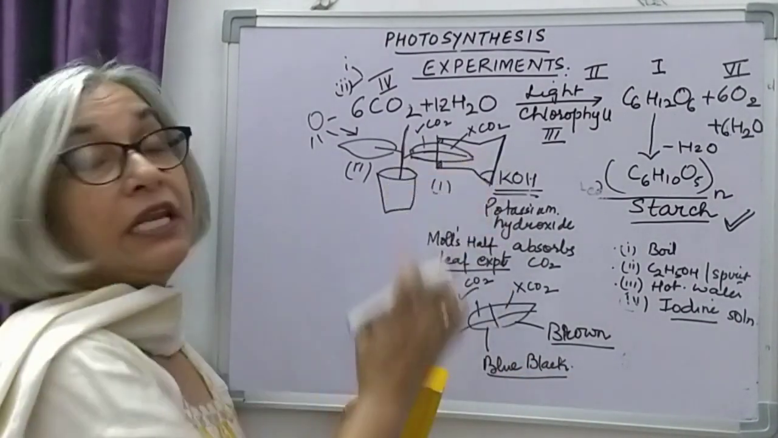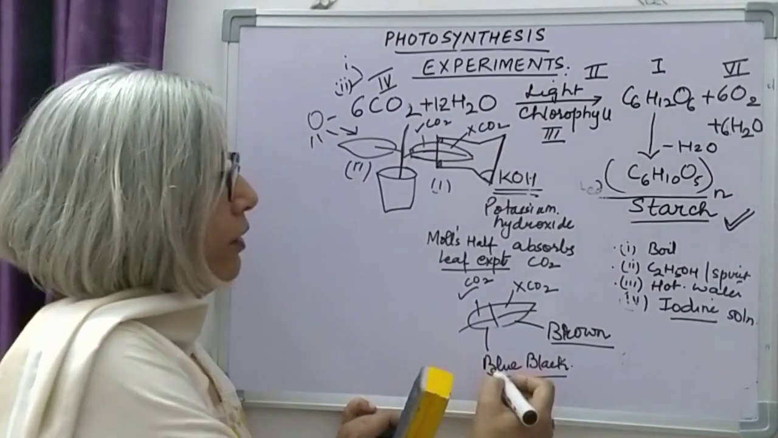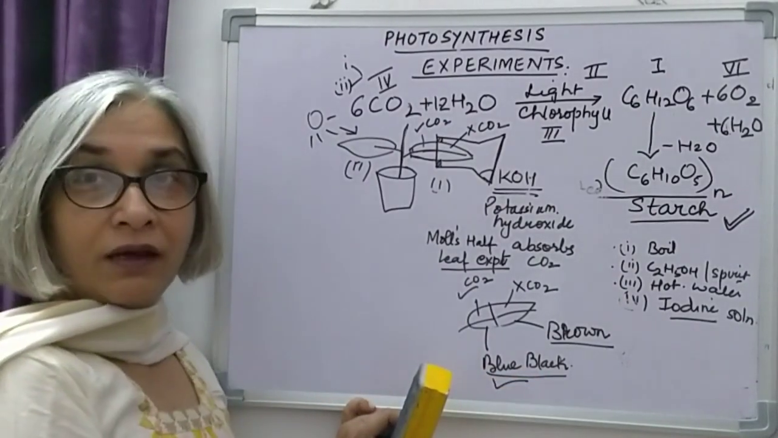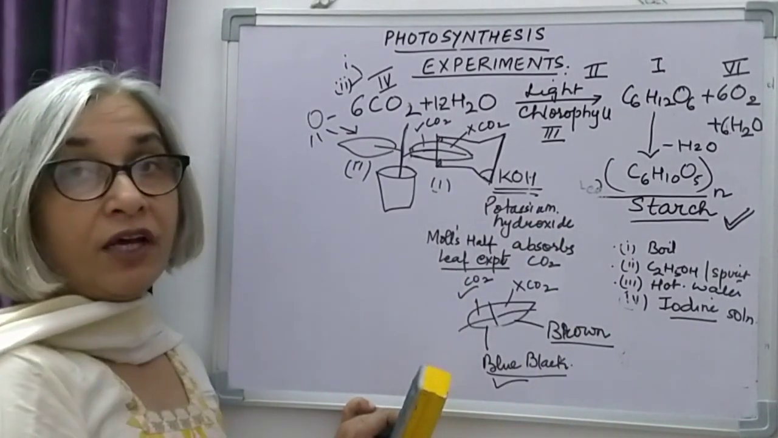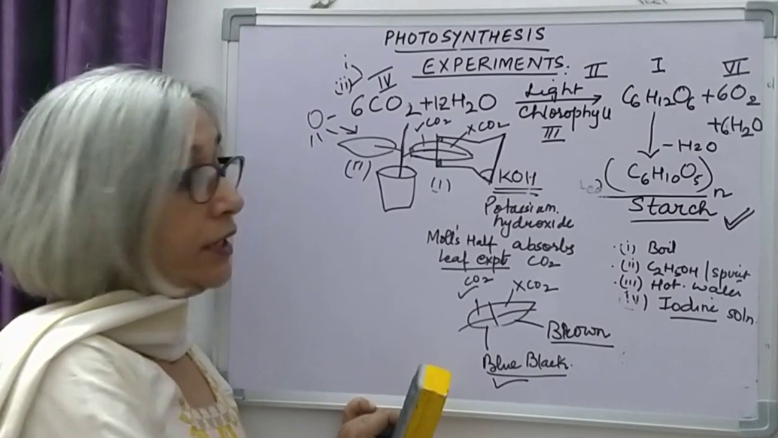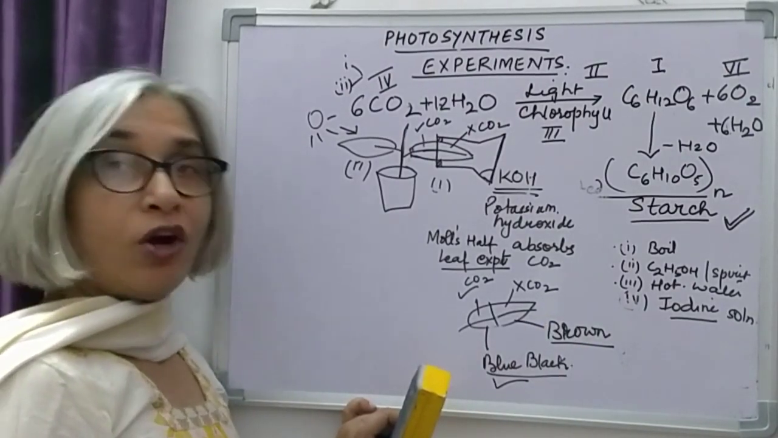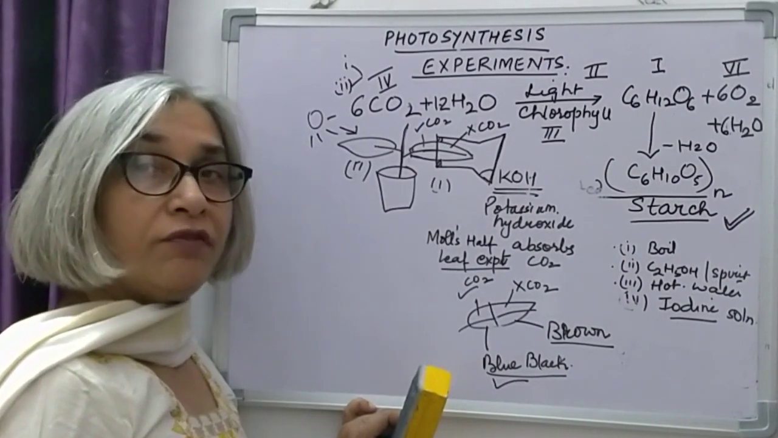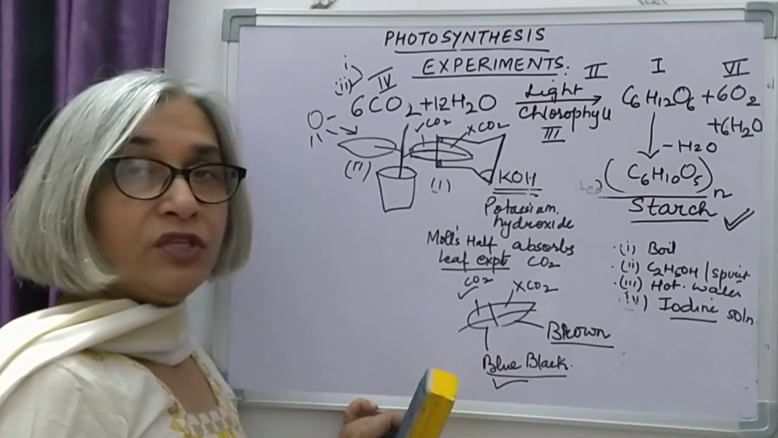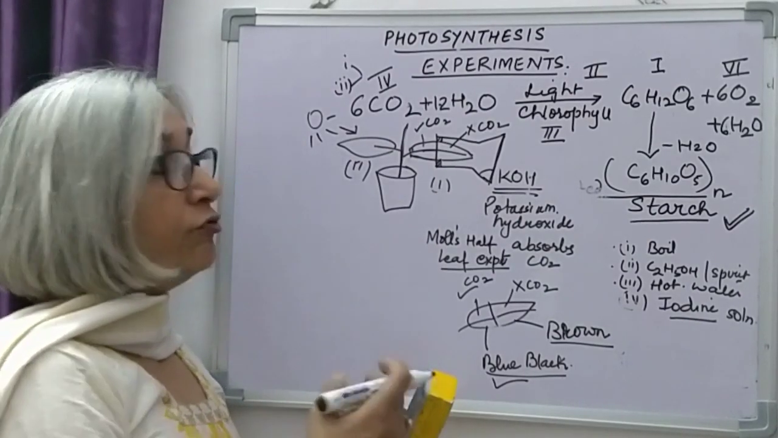So in the same leaf we can prove that the portion of the leaf getting carbon dioxide became blue-black, that is, it synthesized starch, and the portion of the leaf inside the flask not getting carbon dioxide turned brown, indicating that it could not synthesize starch because carbon dioxide was not available. So we have proved by means of this experiment that carbon dioxide is essential for photosynthesis.